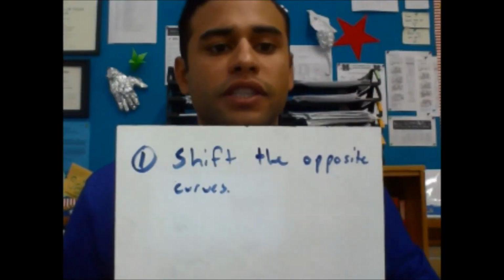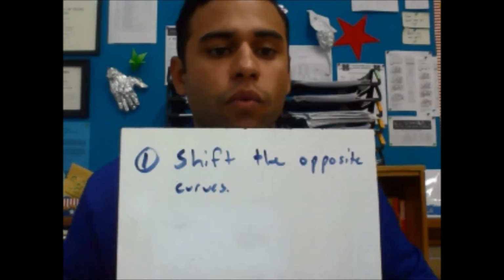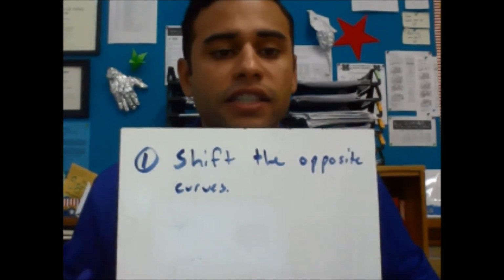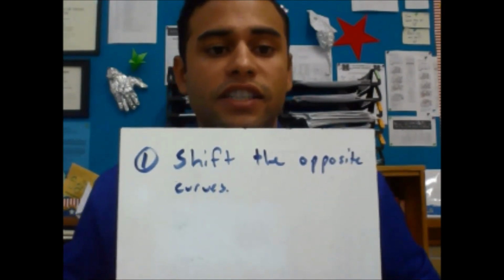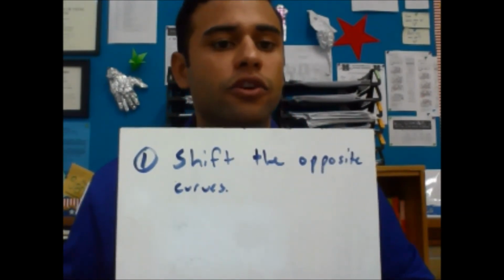So the first rule is that you are going to shift the opposite curves. Rule number 1 is you want to shift the opposite curves. And what I mean to say is if I shift demand on one graph, I'm going to shift supply on the other. If I shift supply on one graph, I shift demand on the other. So we're just going to shift the opposite curves.